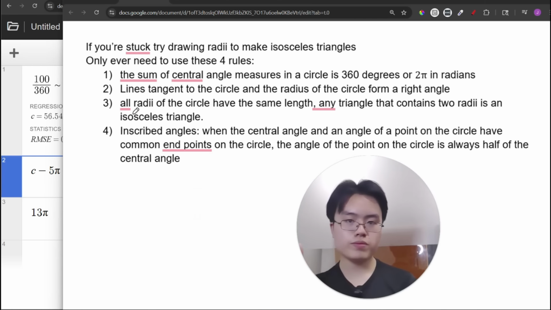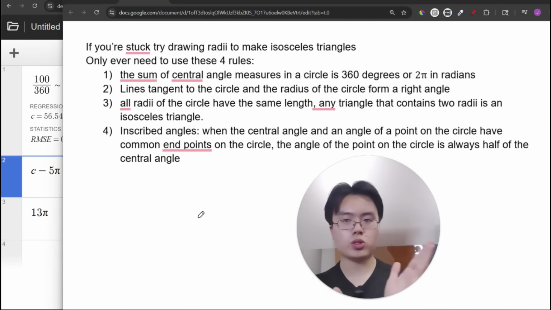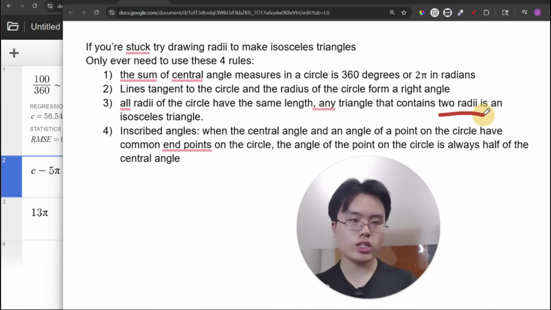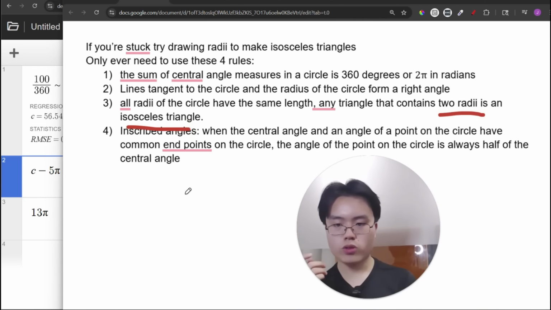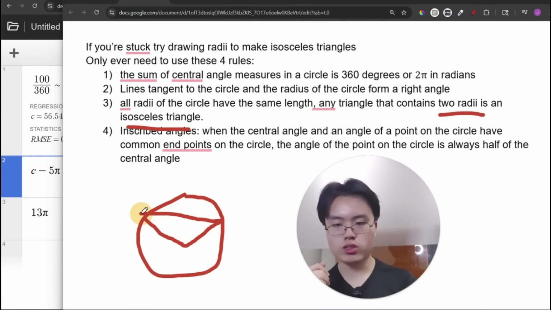Okay. Third one is, and I think you intuitively know this, but it's less obvious. The radii of the circle have the same length. All the radiuses, radii, plural, have the same length. So basically, any triangle that contains 2 radii is an isosceles triangle. So if I have a circle and a triangle inside the circle that's made up of 2 of the radii, so let's say this triangle, this is a radius, and this is a radius of the circle, this is an isosceles triangle. A lot of people don't realize that.